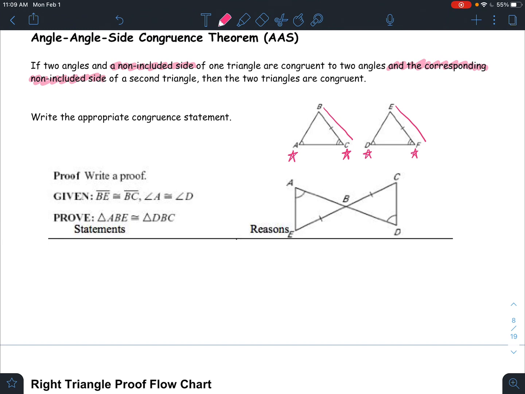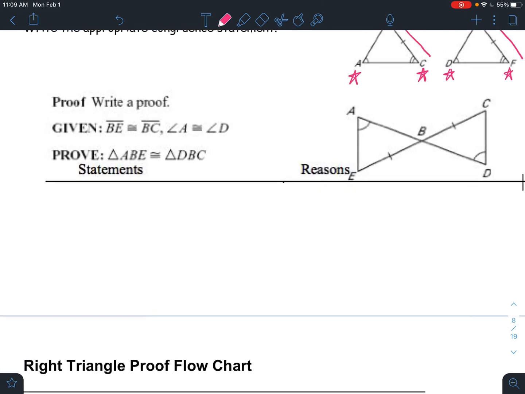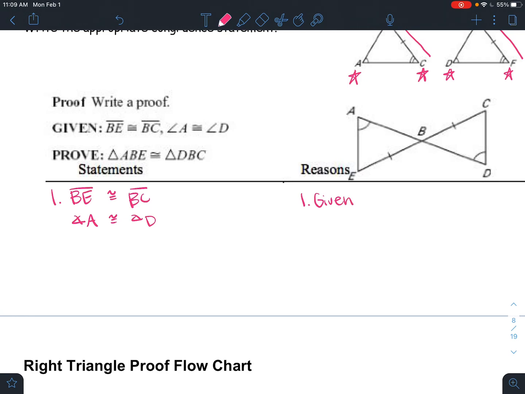So again, here we go with our proof. BE is congruent to BC, and angle A is congruent to angle D. So let's get those listed in here in our given statements. BE is congruent to BC, and angle A is congruent to angle D. Those are given to us. And you can list it as 1 and 2, or you can just leave it as number 1.